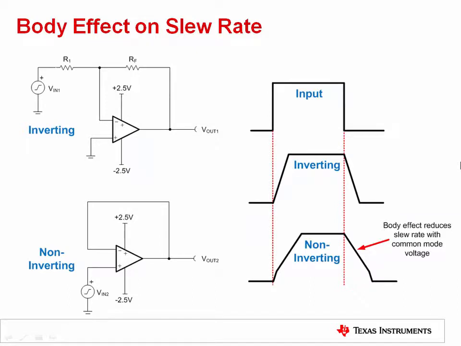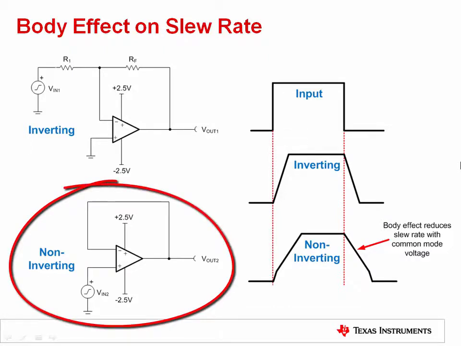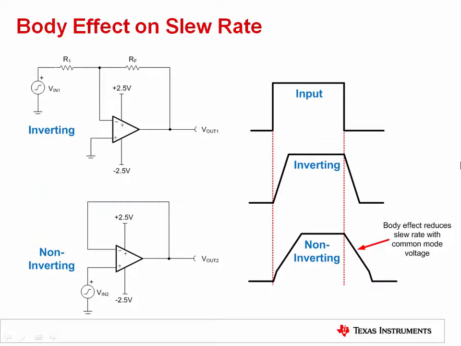The body effect is an example of a common secondary effect that influences slew rate. The body effect causes the slew rate of an amplifier to decrease with changing common mode voltage. The body effect is more pronounced in the non-inverting configuration because in this case the common mode voltage changes with the input signal. In this example, the non-inverting configuration shows a reduced slew rate for higher common mode voltages.